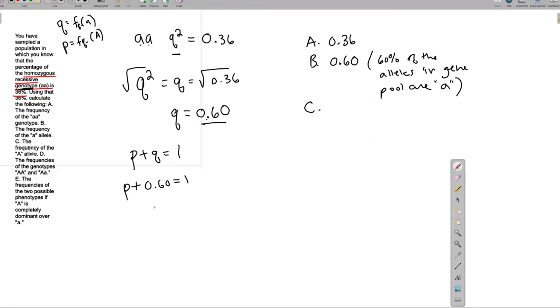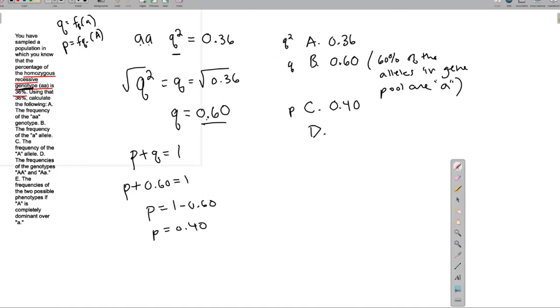And in other words, you could even just look at this. So 60% or 0.6 is the little a. That must mean 40%, or 0.4, is the big A. And that's the same thing here. So p equals 1 minus q. All right, so now we know this is our Q, right? This is our P, this is our Q squared.